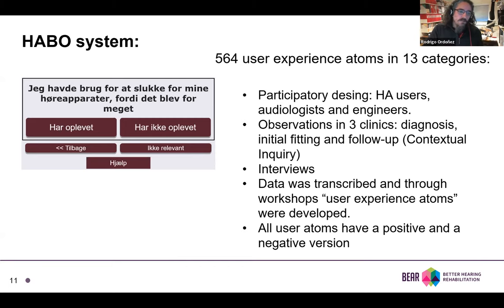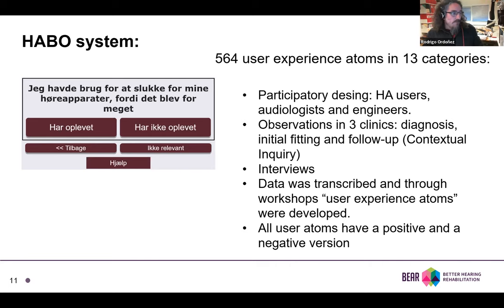Additional interviews were conducted with both hearing aid users and audiologists. And all of this data was transcribed and used in workshops to develop these user atoms. So basically, the data was atomized or made into sentences that described an experience, and from there we worked through all the material we had in order to come up with 564 experiences that were plausible for hearing aid users to have, and we also manipulated them so we had a negative and a positive version.